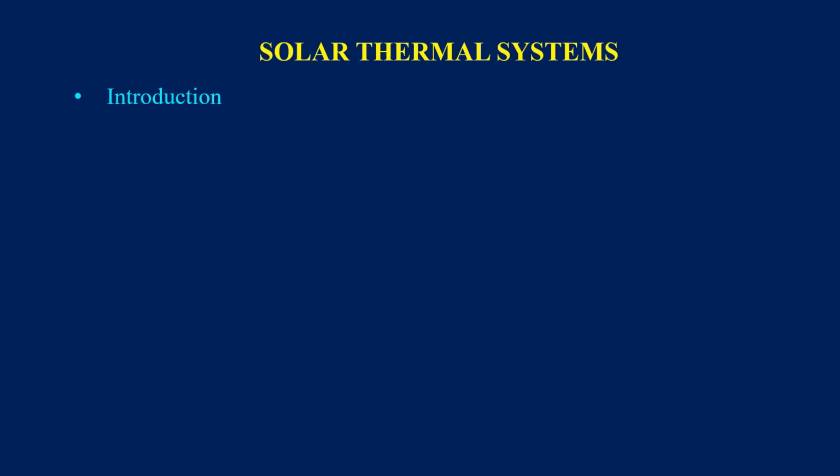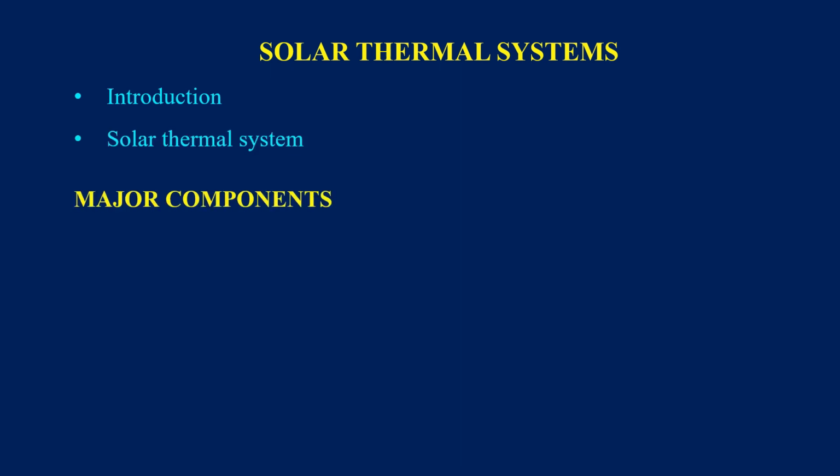So the solar radiation can be captured and converted into useful forms of energy such as heat energy and electrical energy. And the system which converts solar radiation into heat energy is called a solar thermal system. And these solar thermal systems are used to heat fluids, that is water or air.